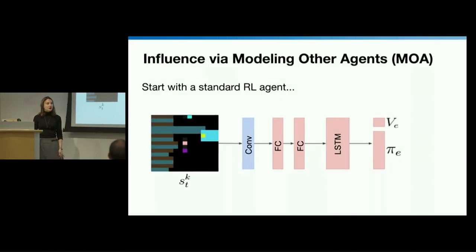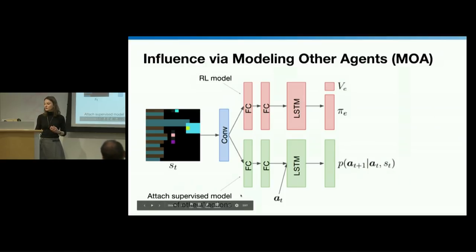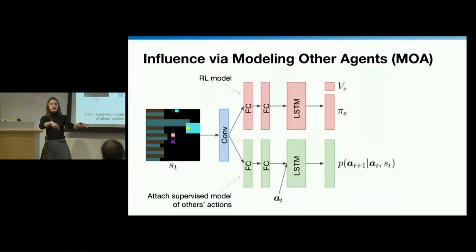How does it actually work? I'll do a really quick version. You start with your standard RL agent that looks at the environment and has some convolutional layers and an LSTM, outputting your RL policy and value function. And then you just augment this with a supervised model that predicts the actions of other agents in the environment. Based on your own past action and everyone else's action, you try to predict what the other agents are going to do in the next time step. What's the next action they're going to take?